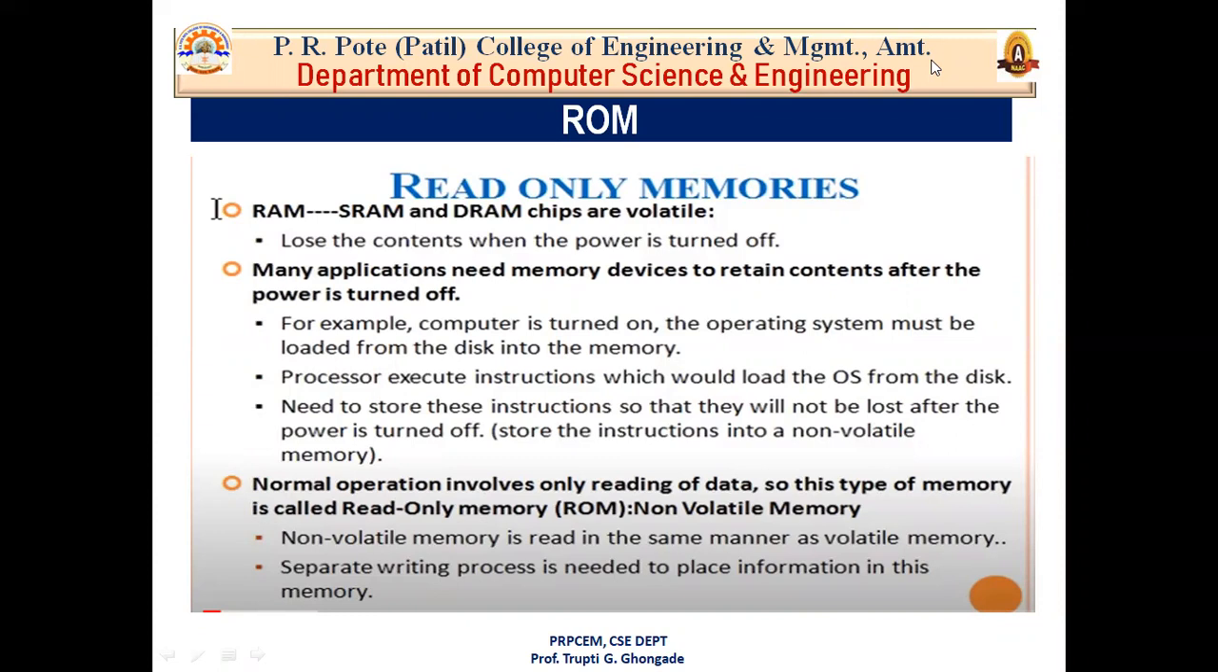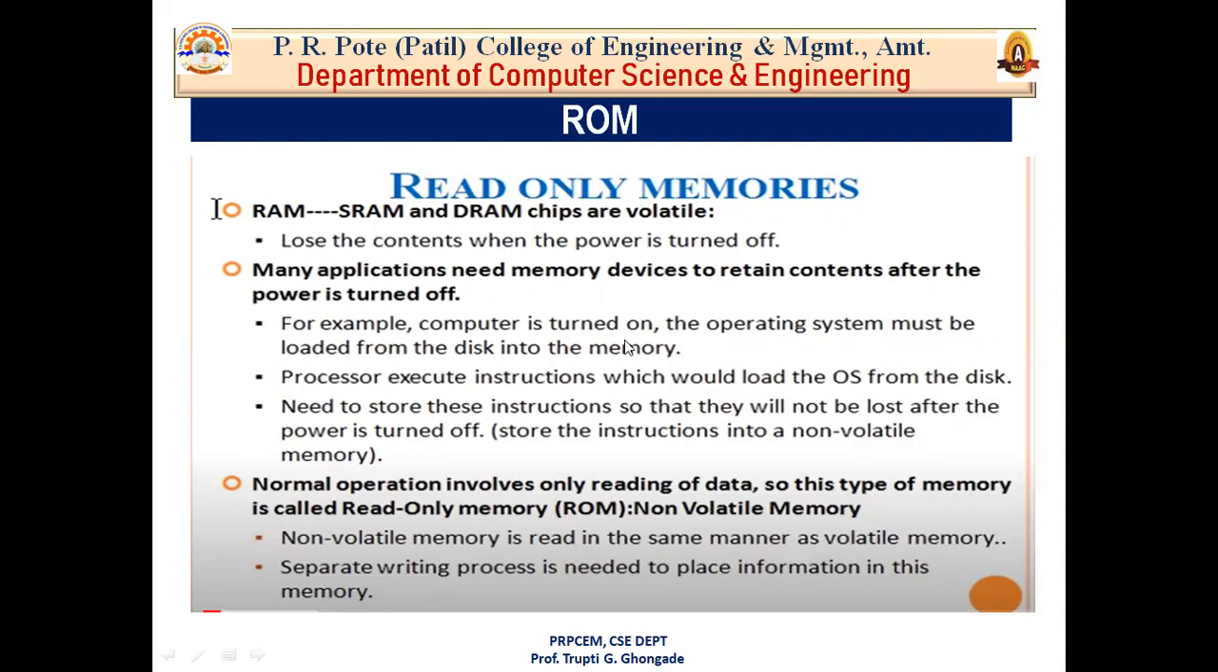So we know that memory is classified into two parts, that is volatile and non-volatile memory. In the previous lecture, we learned about RAM, the different types of static RAM and dynamic RAM. So these memory chips were volatile memories and they lose their content when power is turned off. Or we can say that they can retain the information only while the power is on. But there are many applications which need memory devices to retain the content even when the power is turned off.